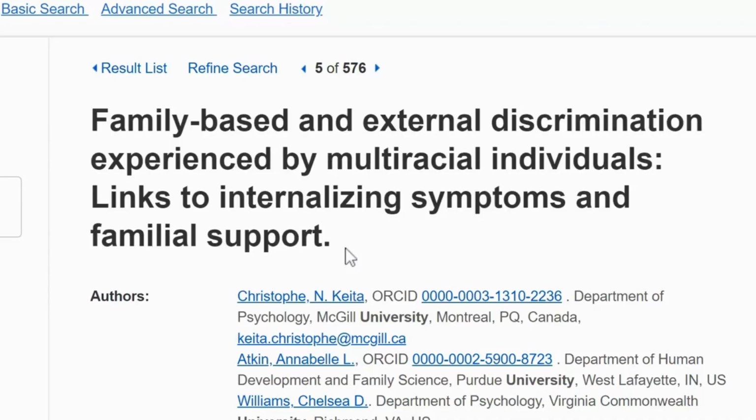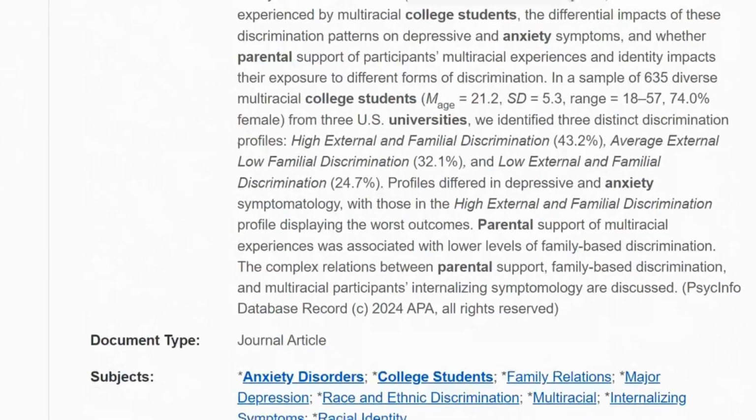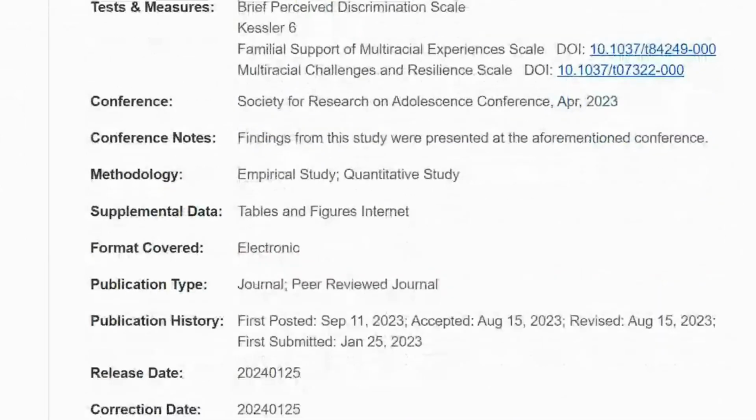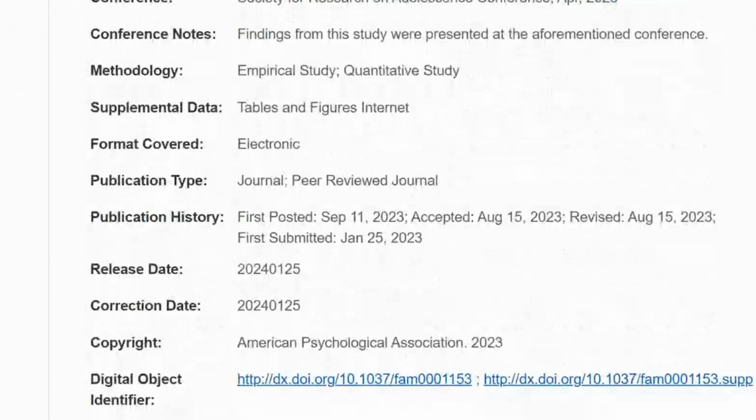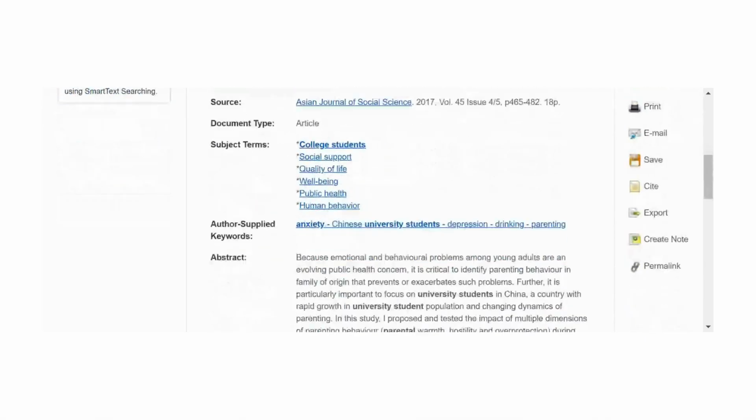In some of the EBSCOhost databases, all the information you will need is in the detailed record. First, determine whether or not it is one of the two types of articles that go through the peer review process, either an empirical, also known as primary research study, or a review article. Then at the bottom of the record, it should say peer-reviewed journal under publication type.